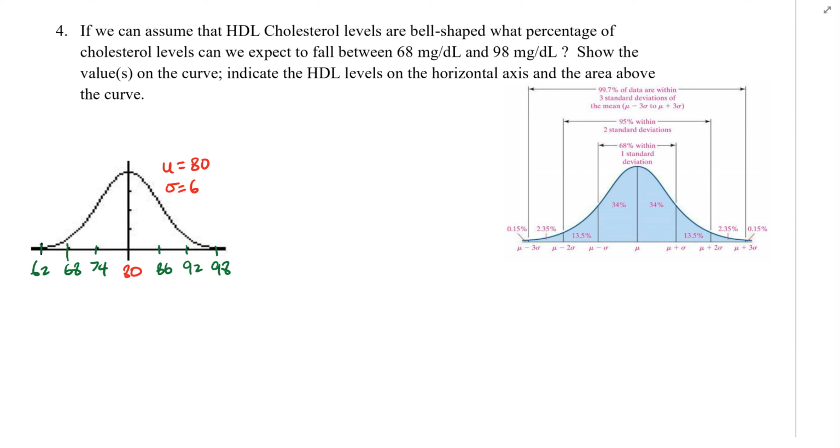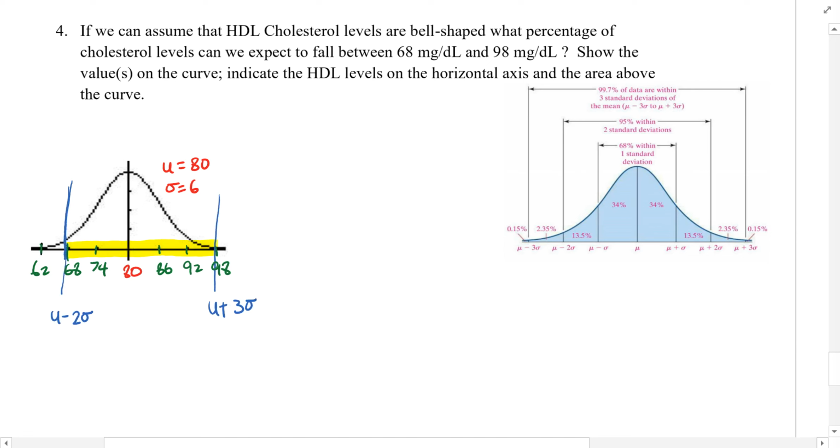Question number 4. The same condition holds. If we assume the cholesterol is still bell-shaped, what percentage of cholesterol levels can we expect to fall between 68 and 98? 68 and 98 is from here all the way over here. Notice that the lower bound here is 2 standard deviations below the mean. Let me write it out. This is mu minus 2 sigma, where 98 is mu plus 3 sigma.